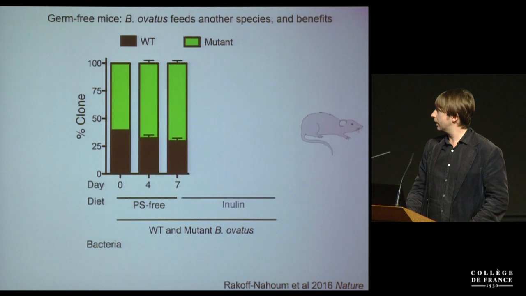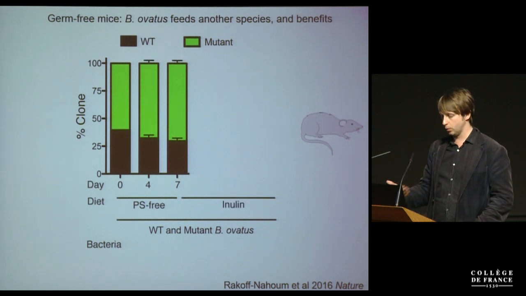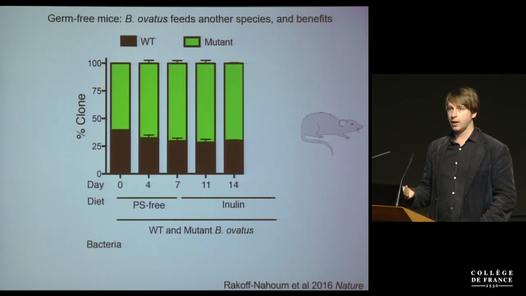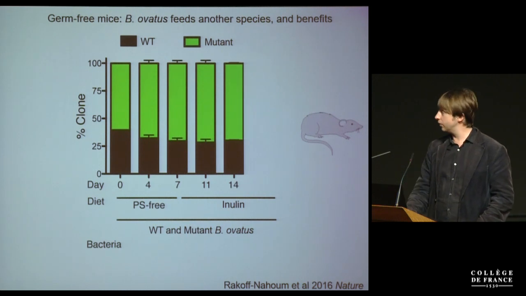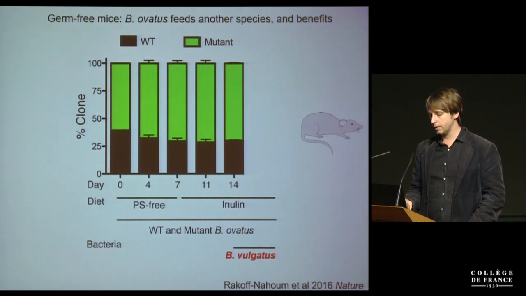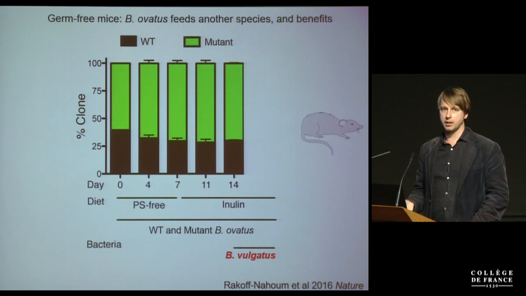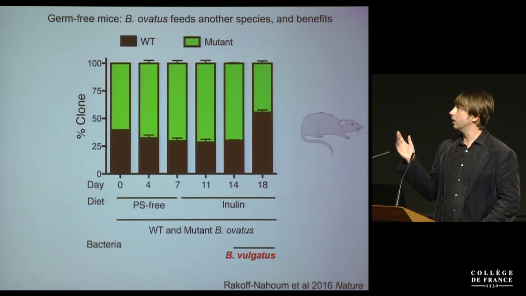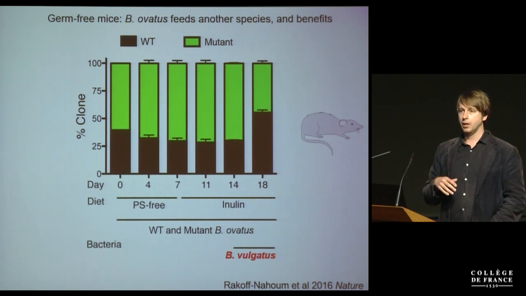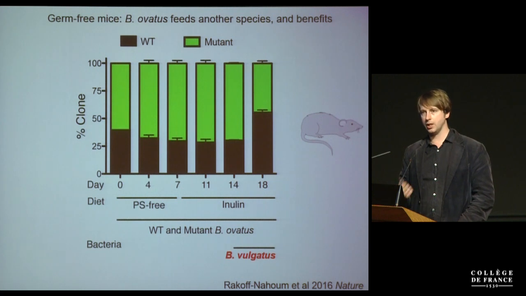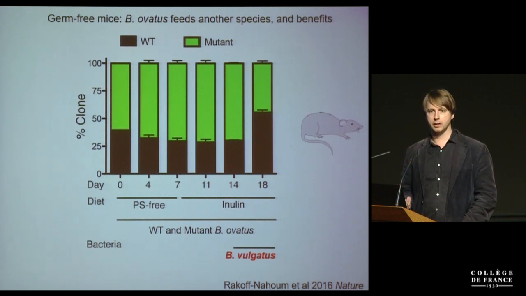Okay, then we can give them inulin, which is what the enzyme actually will break down. And again, we see no effect. But what's interesting is what we can do then is add in Bacteroides vulgatus, which is a common species that occurs with ovatus in the gut, and one we know can use inulin breakdown products. And now, suddenly, the wild type does much better. And we also did these experiments in colonies, and you can show that conditional on the presence of vulgatus, there's a benefit to breaking down inulin.